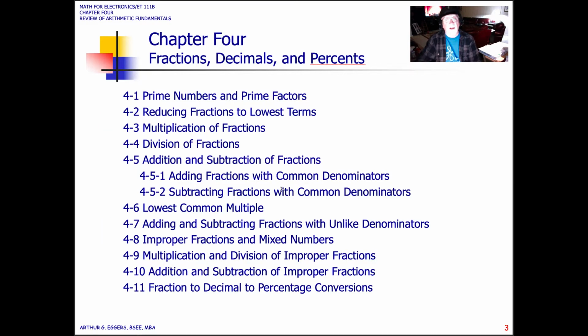So we've got about 11 sections in the textbook. The first thing we're going to do is look at what constitutes a prime number or a prime factor and reducing numbers to the lowest terms. We're going to need this when we're doing addition or subtraction using fractions. Multiplication of fractions, division of fractions, computing that lowest common multiple. Again, more adding, subtracting, multiplication and division, this time with improper fractions.